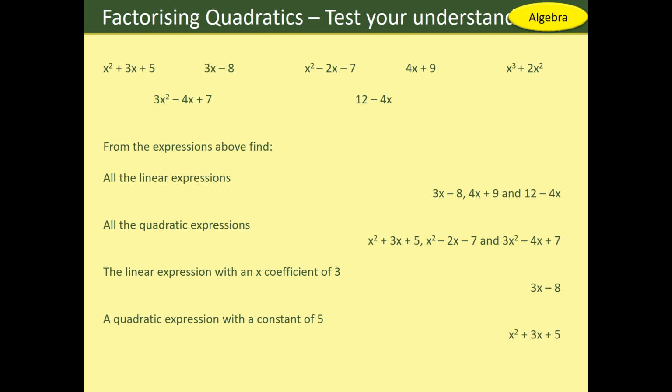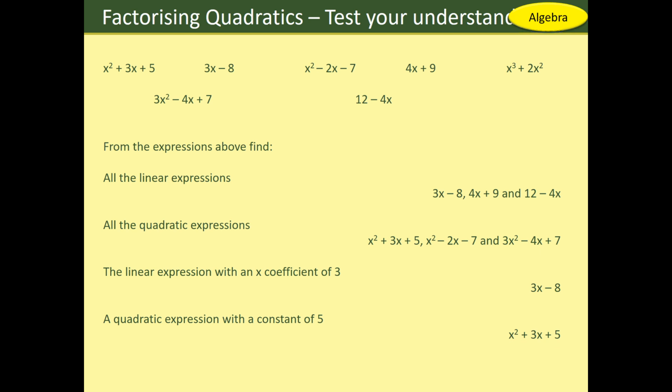So the linear expressions are 3x minus 8, 4x plus 9, and 12 minus 4x. They're the ones which don't have a squared term in. The quadratic expressions are x squared plus 3x plus 5, x squared minus 2x minus 7, and 3x squared minus 4x plus 7. And of those, the monic quadratic expressions are x squared plus 3x plus 5 and x squared minus 2x minus 7. 3x squared minus 4x plus 7 isn't a monic quadratic expression because the coefficient of x squared is 3.